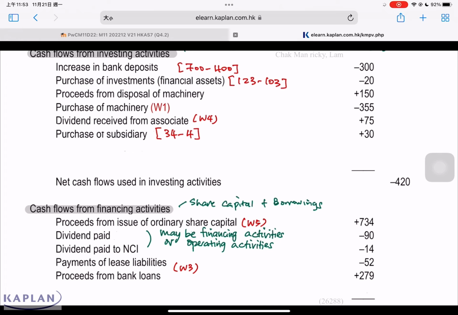But you must consistently apply the presentation. You should not change the presentation, because a change in presentation is a change in accounting policy. In the exam, you have to follow instructions. If the instruction is not given to us, normally we do the usual way. Interest paid is normally under operating activity. Dividend paid is under financing activity.